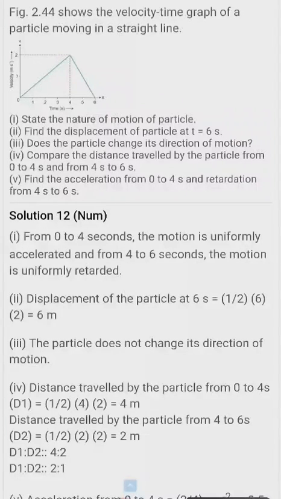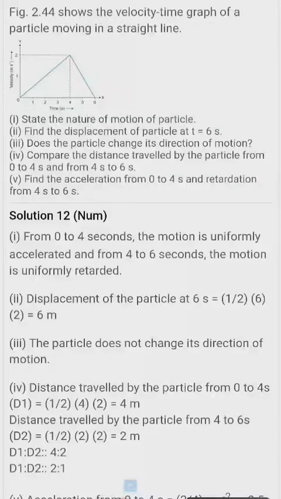Right, in example in 11th question, we saw that the graph was in negative, that is below the x-axis. So we could say yes, there was a change in direction, but in this case answer is no. Compare the distance traveled by a particle from 0 to 4 and 4 to 6. Compare means you need to find the ratio. 0 to 4, you need to find the distance, that is half into base into height, which is half into 2 into 4, you will get 4.